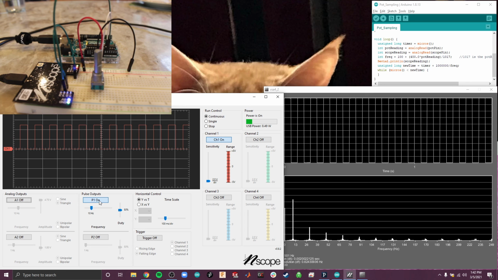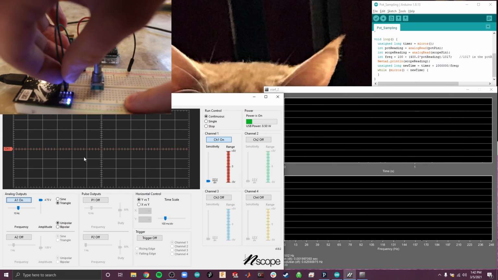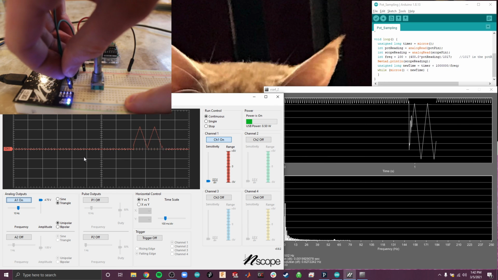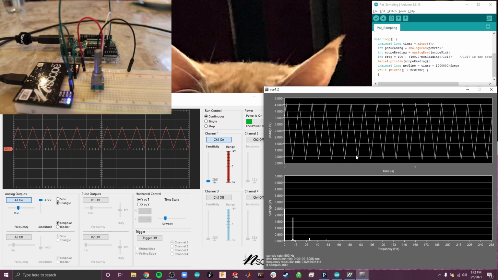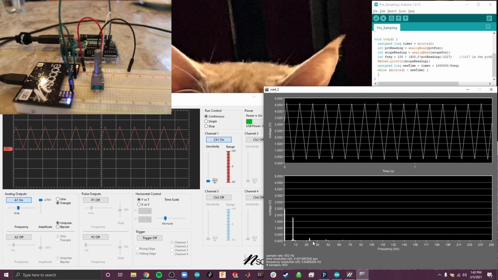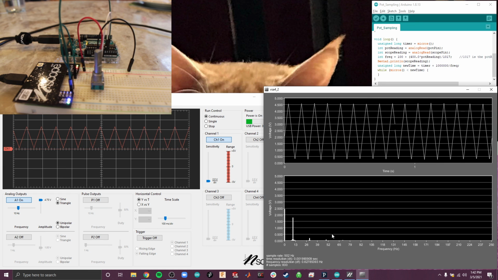Now if I change this to a triangle wave and move my 2 little leads over, we have a triangle wave, and we again have the Fourier transform of a triangle wave.